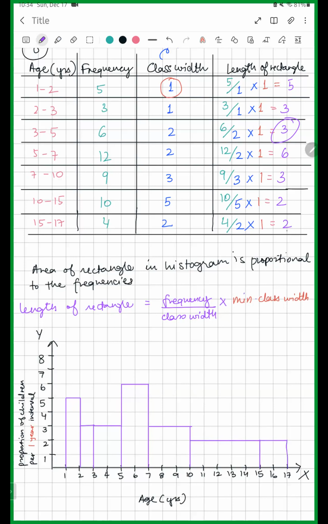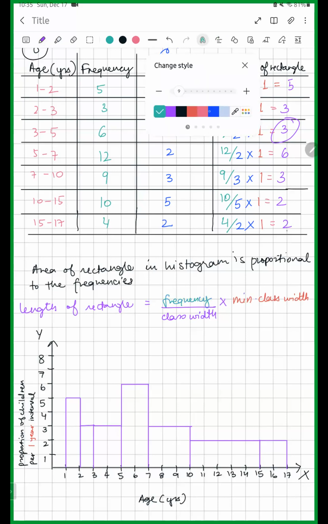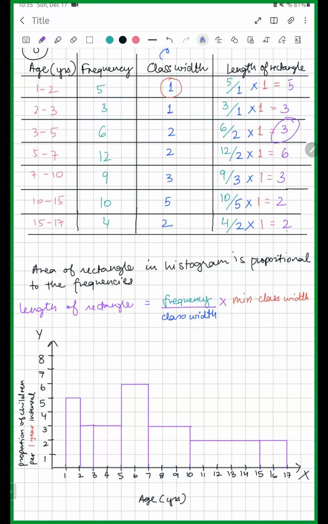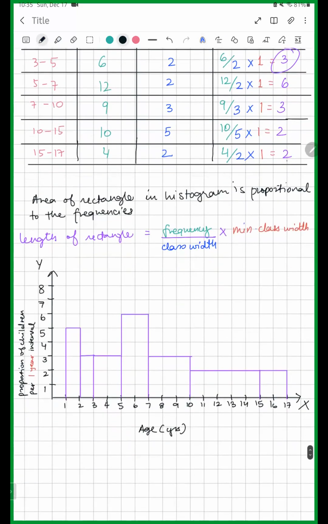So this is the histogram that we have to make in such kind of question where the data is given with varying class size. Then we have to first find the length of the rectangle. And what is the formula for that? The formula is frequency divided by the class width, multiplied by the minimum class width. Okay. So that is going to be our histogram, and that's it for today's class.